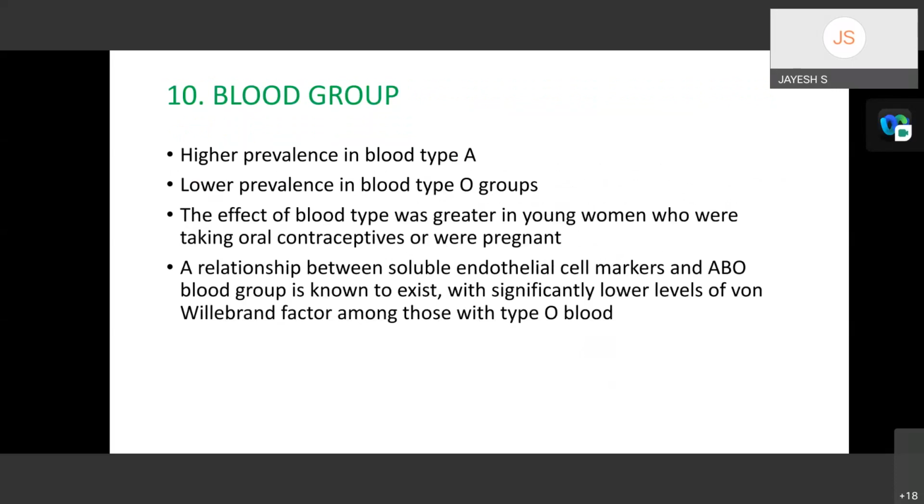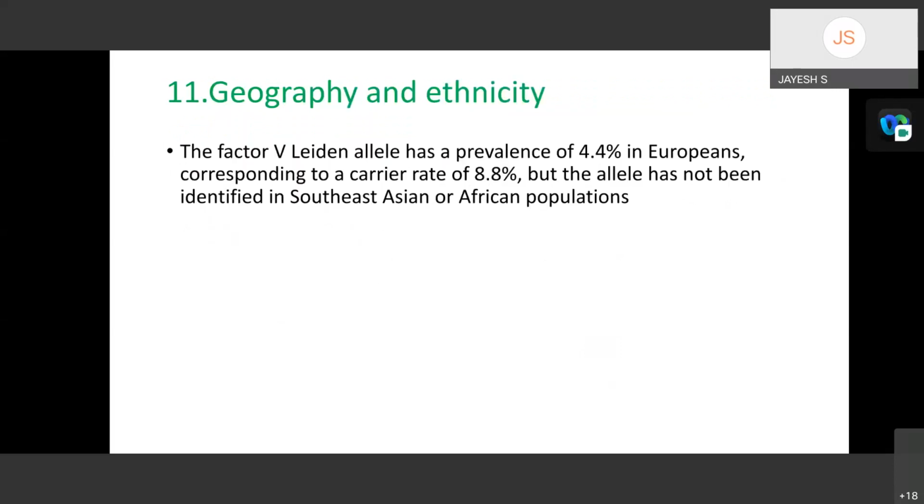Then coming to blood group. It is noticed that there is a high prevalence in blood group type A and low prevalence in blood group O. It is greater in the case of young women who were taking oral contraceptives or were pregnant. Then geography and ethnicity. It is noted that it depends on the mutation in specific genes.